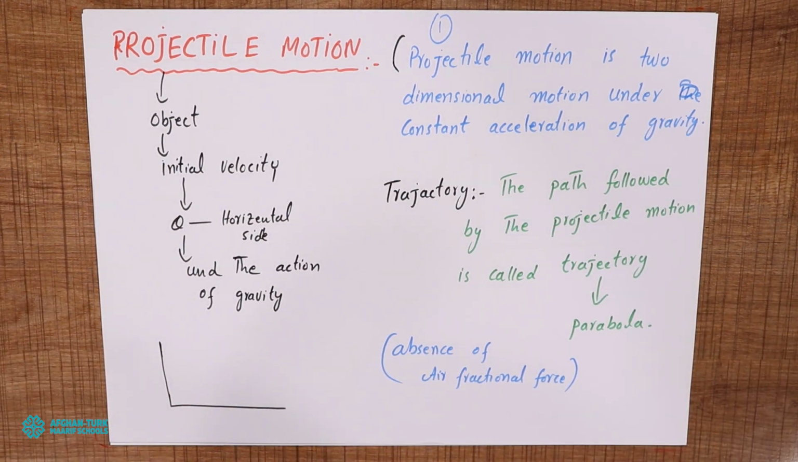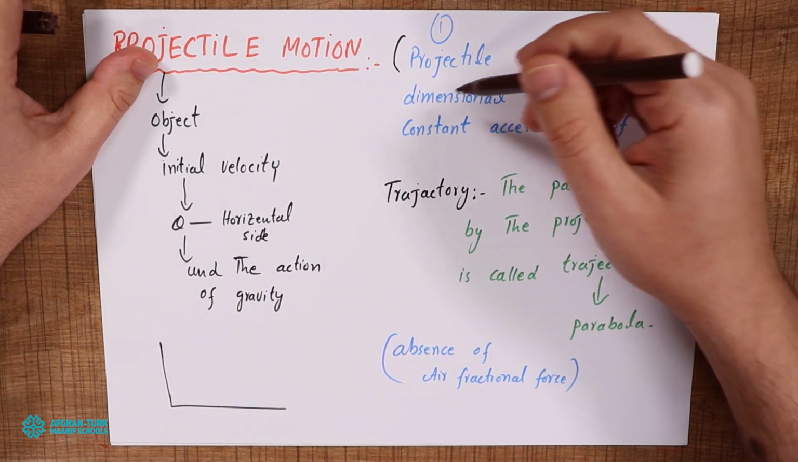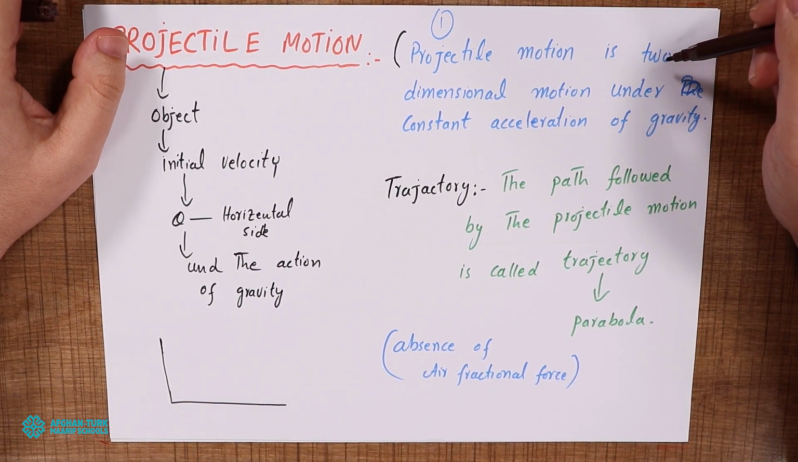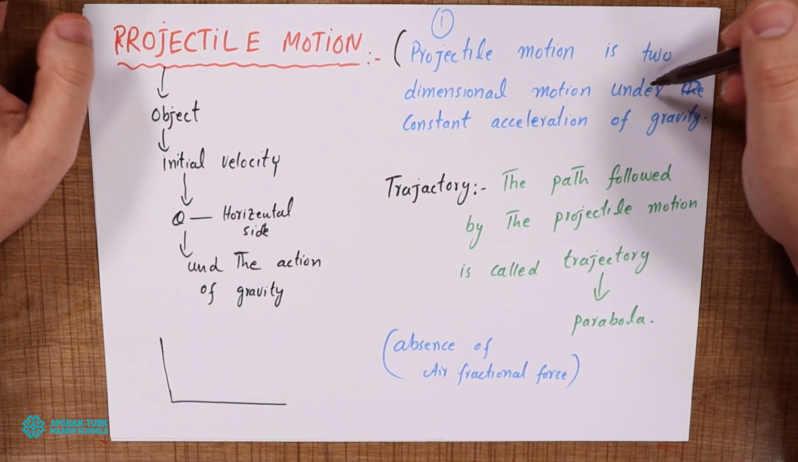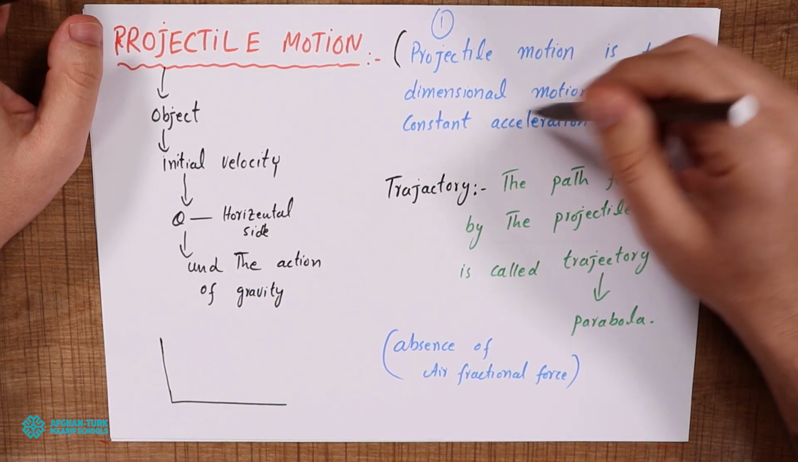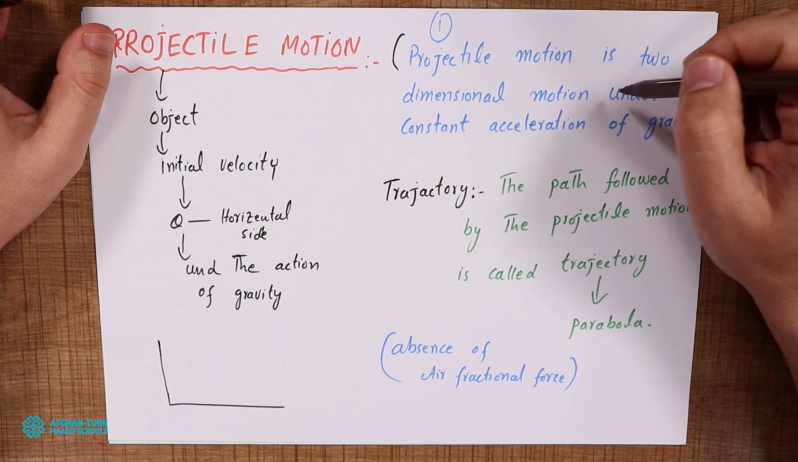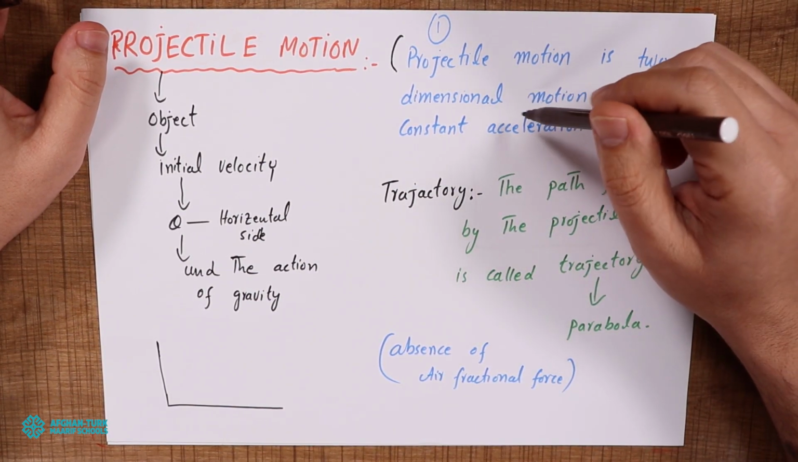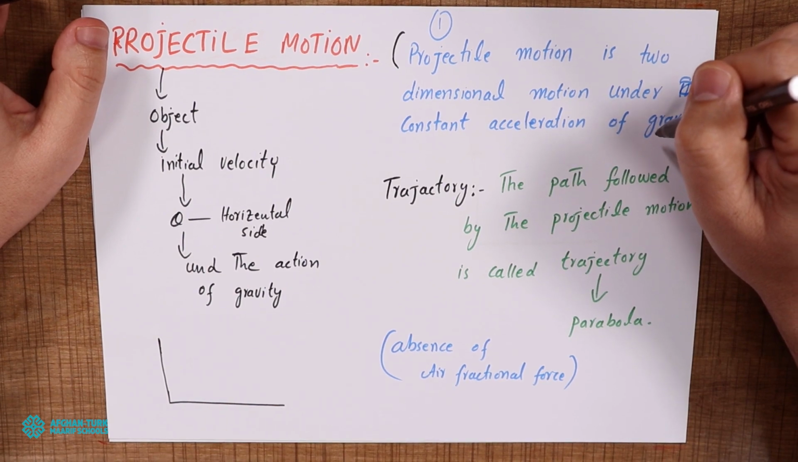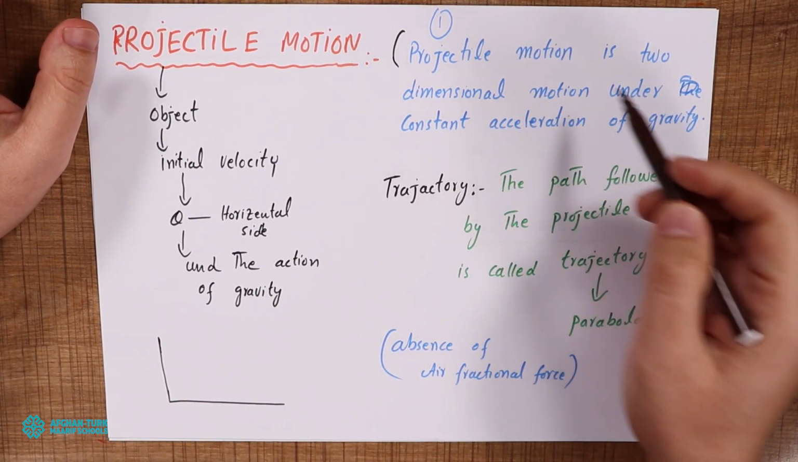Okay, here in the definition given, projectile motion is two-dimensional motion under the constant acceleration of gravity. Now let's see what it means: the projectile motion, what is two-dimension motion, and under the action of acceleration. Let's see this point one by one.